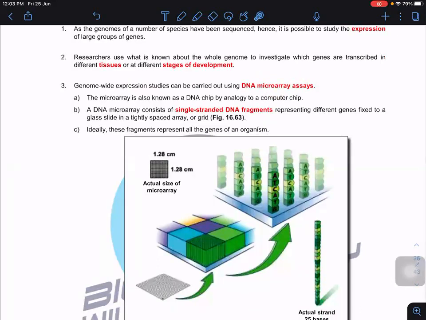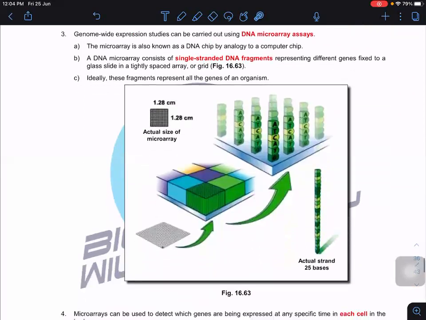What's a bit special is that it is something like a DNA chip. We call it a DNA chip because we can read it and use a computer or software to help us analyze it. A DNA microarray consists of single-stranded DNA fragments representing different genes, fixed to a glass slide in a tightly spaced array or grid. You can see that these are different wells. Different wells have different single-stranded DNA fragments, each representing a particular gene. I will show you guys later.